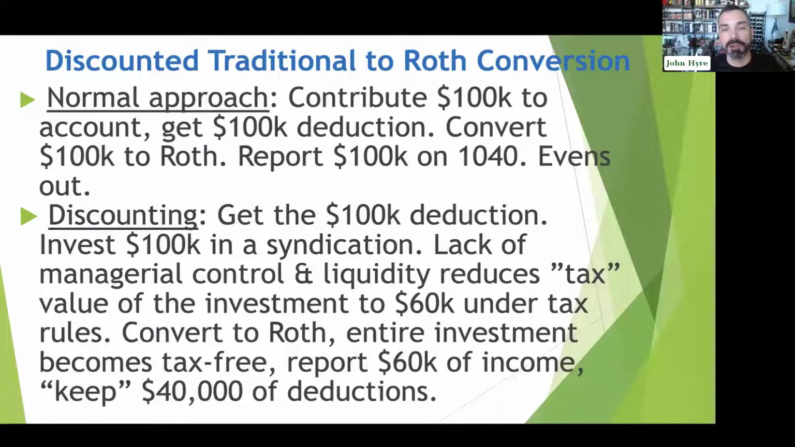I want the best of both worlds. So I want to get a 60% discount. So let's skip to the end. Let's do the spoiler. Here's the result I want. I want you to put 100 grand into a traditional account, get a $100,000 deduction, convert all $100,000, get a 60% legal, 60% discount on the conversion, and only report 40,000 when you convert to Roth.